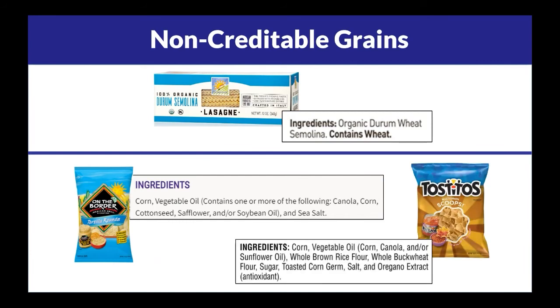You can even see with the multi-grain tortilla chips that while the product includes whole grains such as the whole brown rice flour or the whole buckwheat flour, the first ingredient is corn, which is not whole or enriched. So none of these products meet the requirement that the first ingredient or second after water is whole or enriched, and the product is not enriched with vitamins and minerals. Therefore, these products are not creditable as grains.